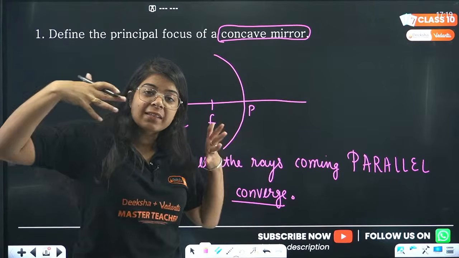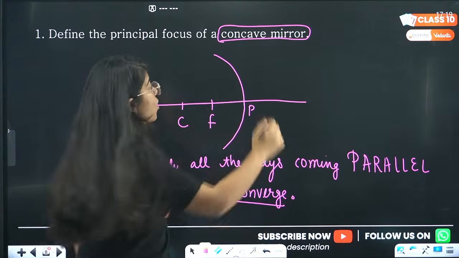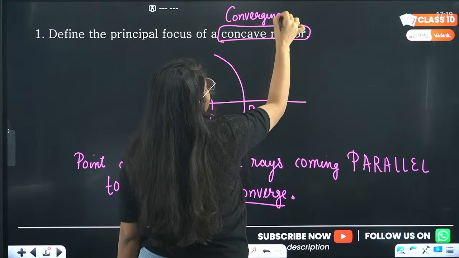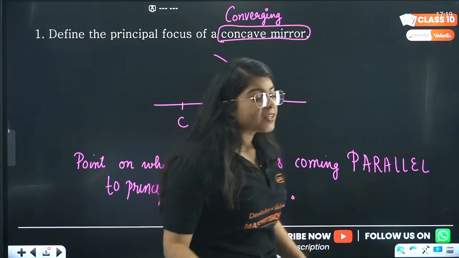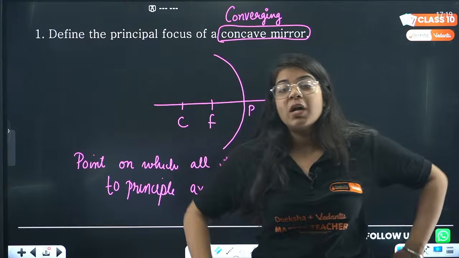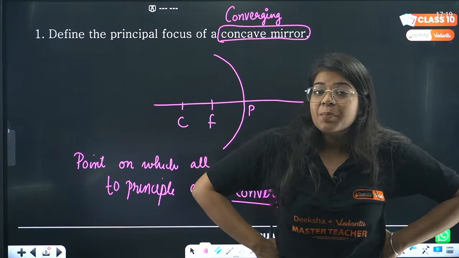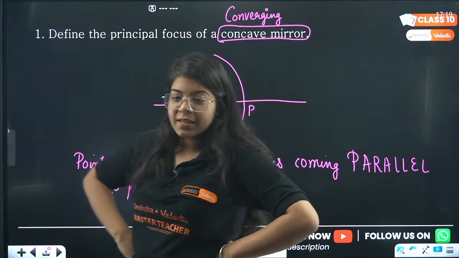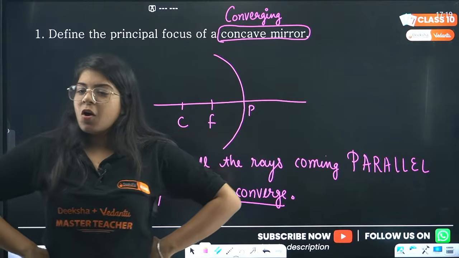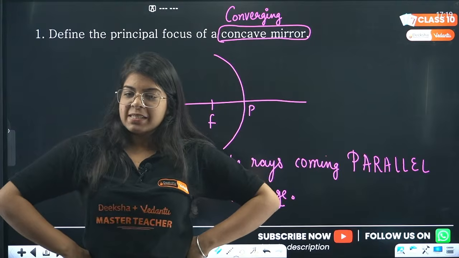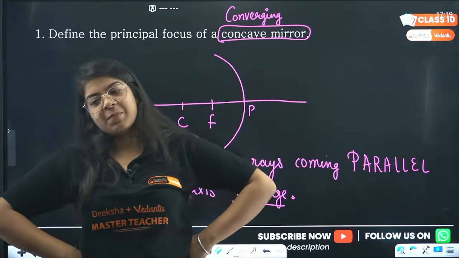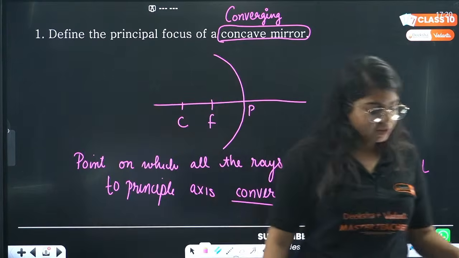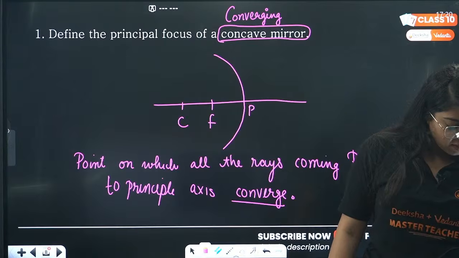Okay, so this is the definition, but remember, this is the definition for concave mirror, because we know all the rays converge in concave mirror, because concave mirror is also called converging mirror, right? But what if I change the question to diverging mirror? What if I ask you to define the principal focus of a convex mirror? What will be that? All the light rays coming parallel to the principal axis after reflection pass from a point on principal axis called principal focus. Very good, Devesh. Very good. So proud of you.